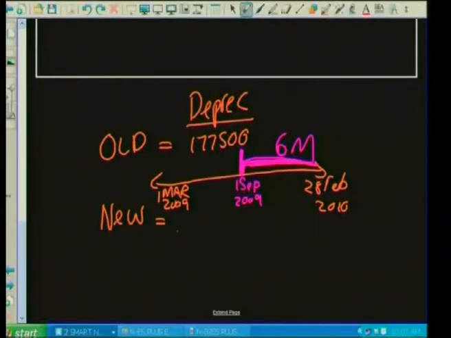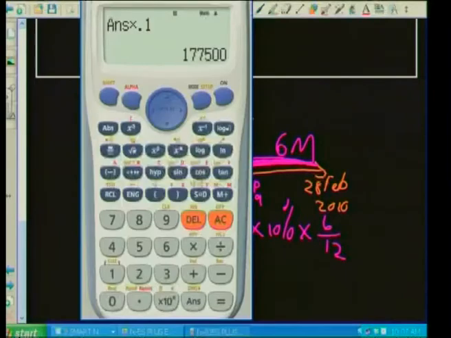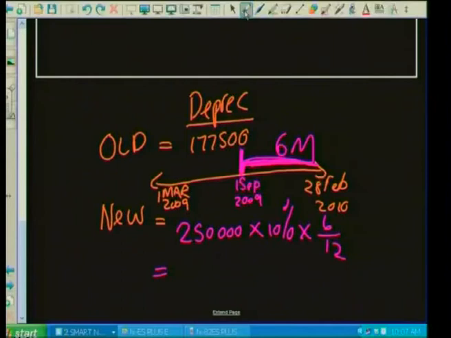Okay, so we're taking the cost, 250,000, times my rate, which is 10%, times the number of months I need to depreciate, which is for 6 months, 6 over 12, to give me, again, my calculator. So 250,000 times 10%. Okay, and it's for 6 months. I'm dividing it by 2 to get depreciation on this new equipment, 12,500. So let's write that down, 12,500. Right, guys, so there's our depreciation.